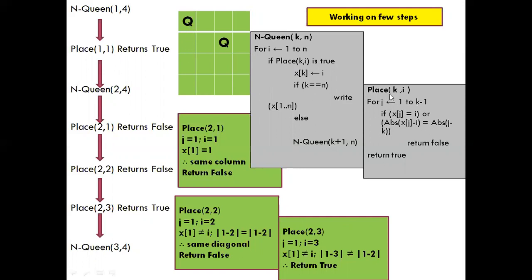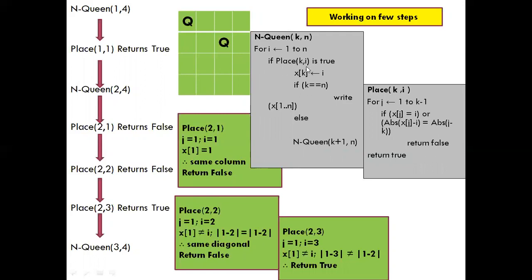So in place 2 comma 1, your j is 1, i is 1. x of 1, you know that it is 1, which means that it is equal to your i value, which is 1. That means they lie in the same column, hence it will return false. If one of these conditions is true, it will return false. Since this returns false, it won't enter this part at all. It will directly go to this part and the i value will be incremented. So now i becomes 2, and again it will go here.